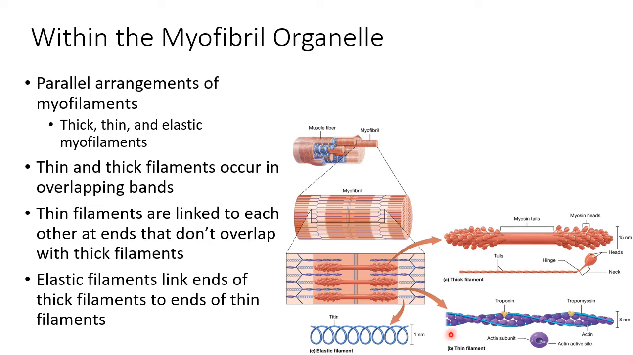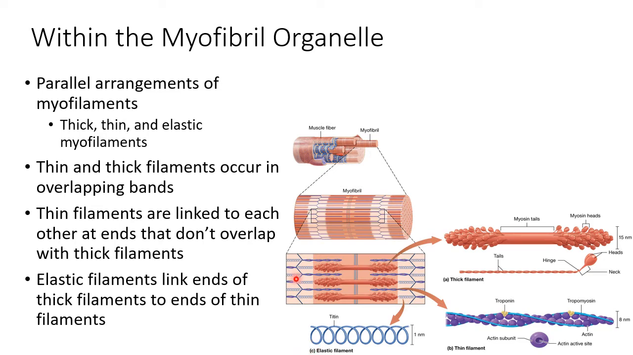And then the last filament is the elastic filament. It's made out of the protein titin. As the name suggests, it can stretch and then bounce back to its original shape. And its role is structural. So it's linking the thick and thin filaments together and also just providing strength so that the myofibril does not fall apart.